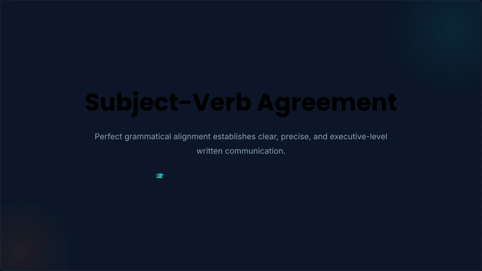Mastering subject-verb agreement is essential for clear, precise, and professional written communication. Remember, practice regularly and proofread systematically to ensure perfect grammatical alignment.